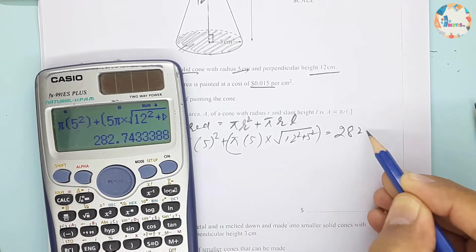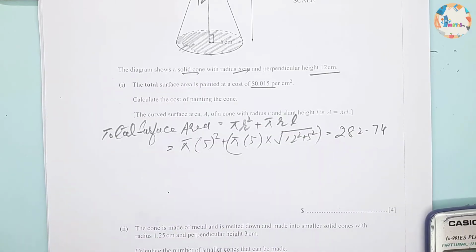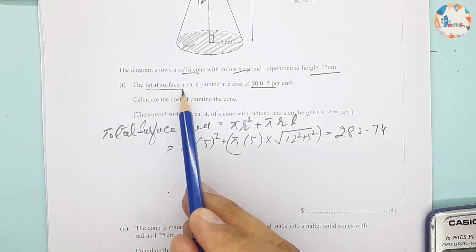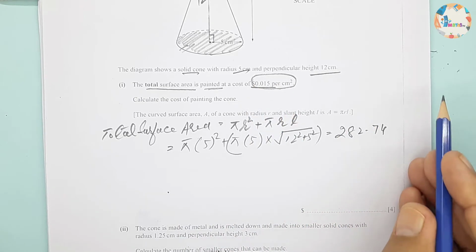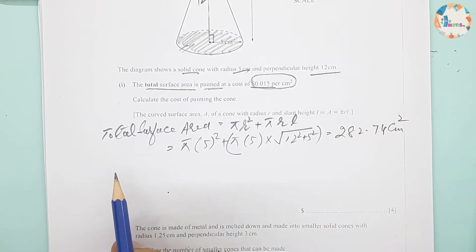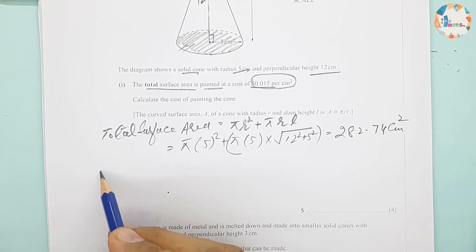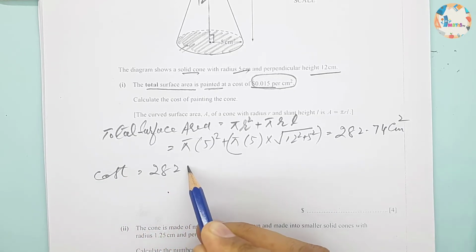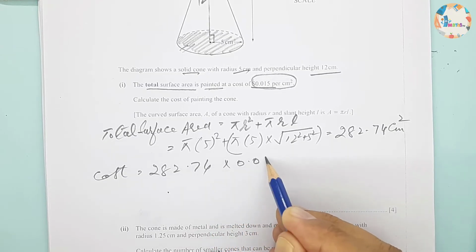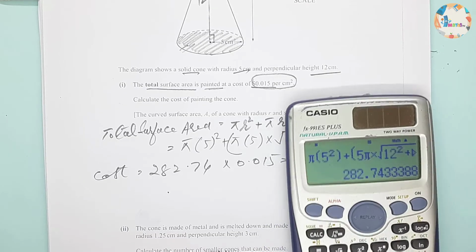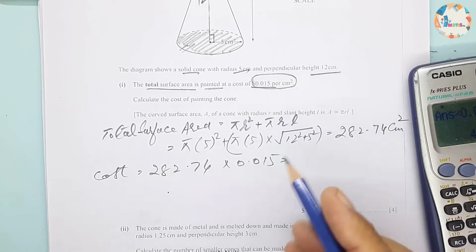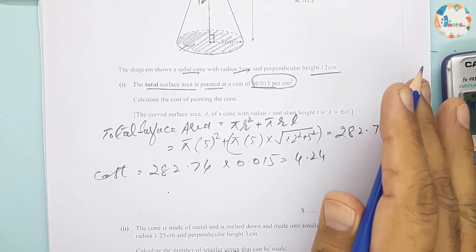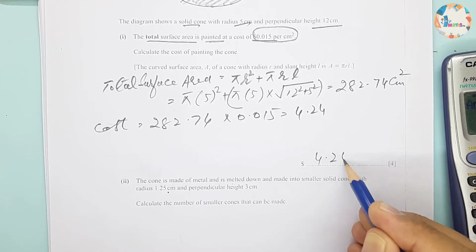282.74. This will be the total surface area, and the total surface area needs to be painted at a cost of this much per centimeter square. This area is in centimeter square, so it will be multiplied by this cost. So cost will be equal to 282.74 multiplied by 0.015, and this will be equal to 4.24. So our answer will be $4.24.